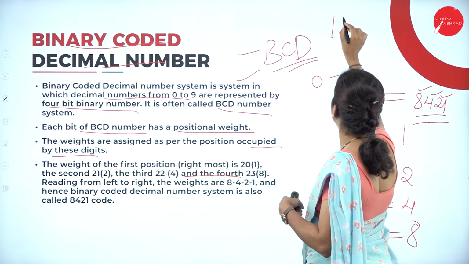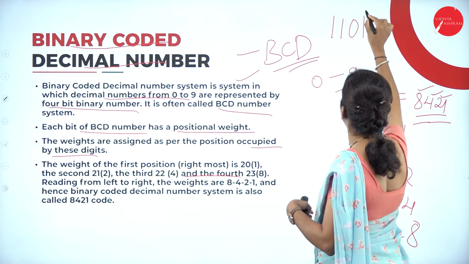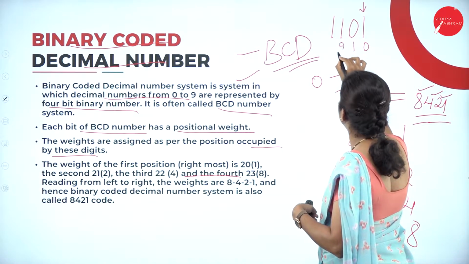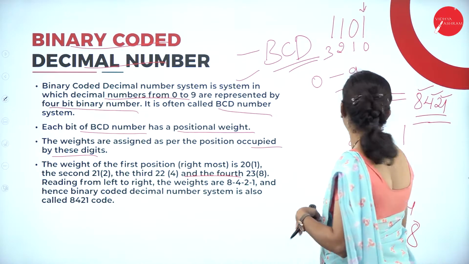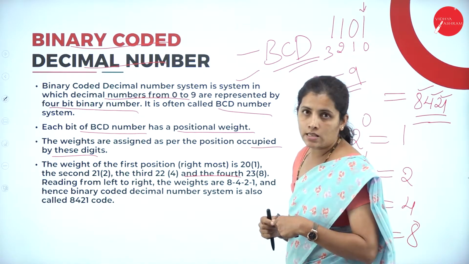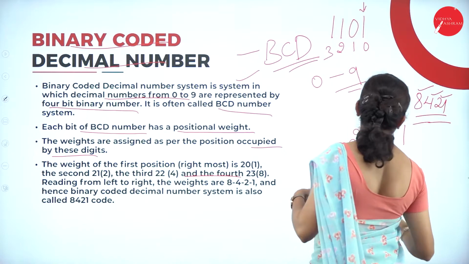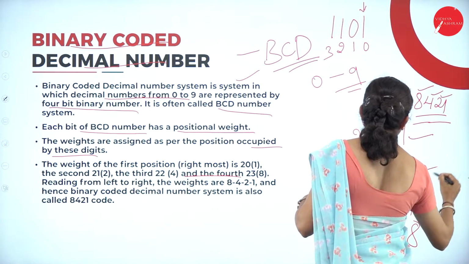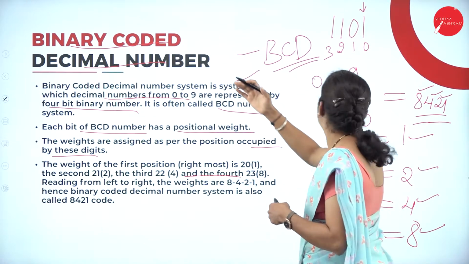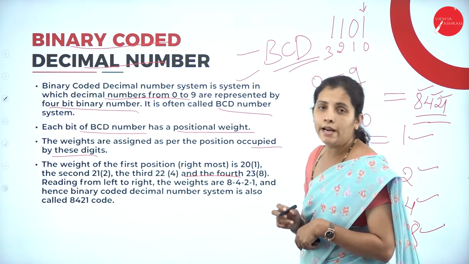Consider the example 1101. So what is the position of this bit? It is 0, then it is 1, this is 2, and this is 3. So based on the position, the weights are assigned. The possible weights here are 1, 2, 4 and 8. So this BCD number is also called 8421.